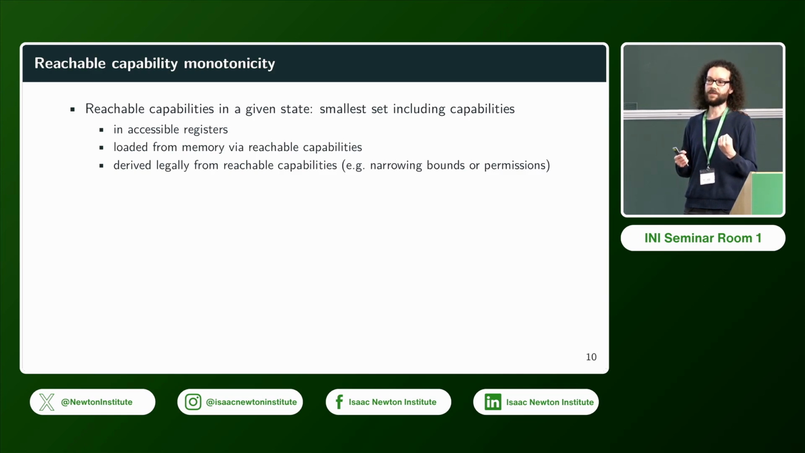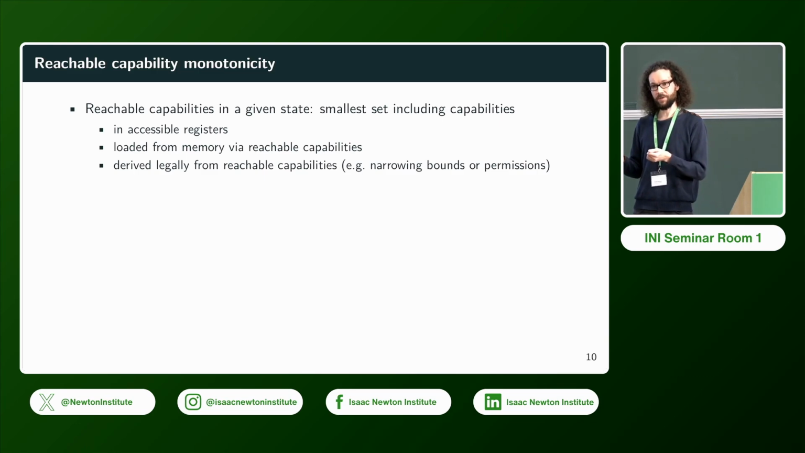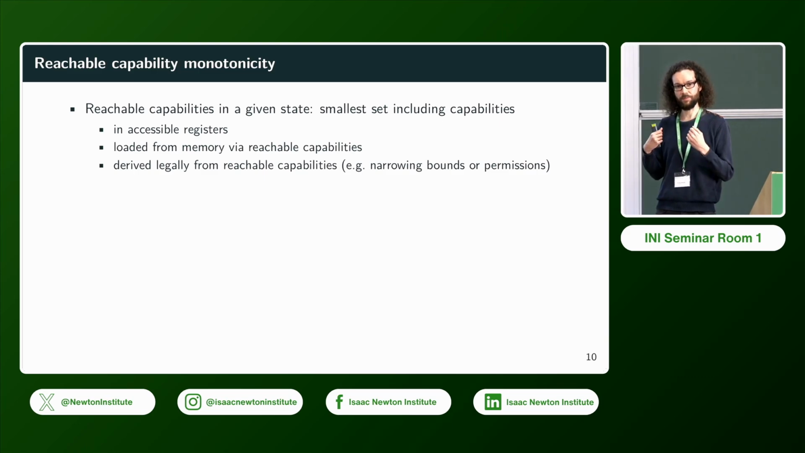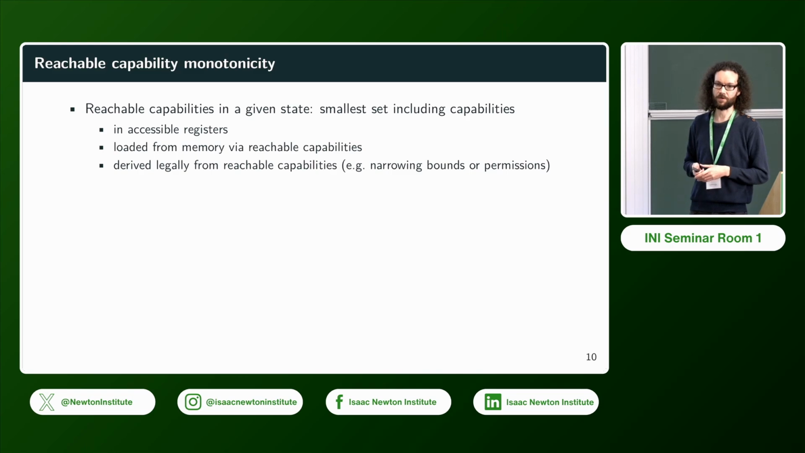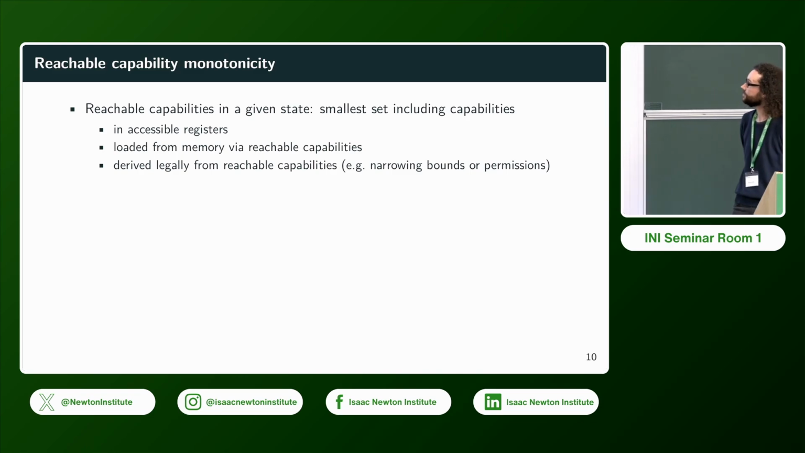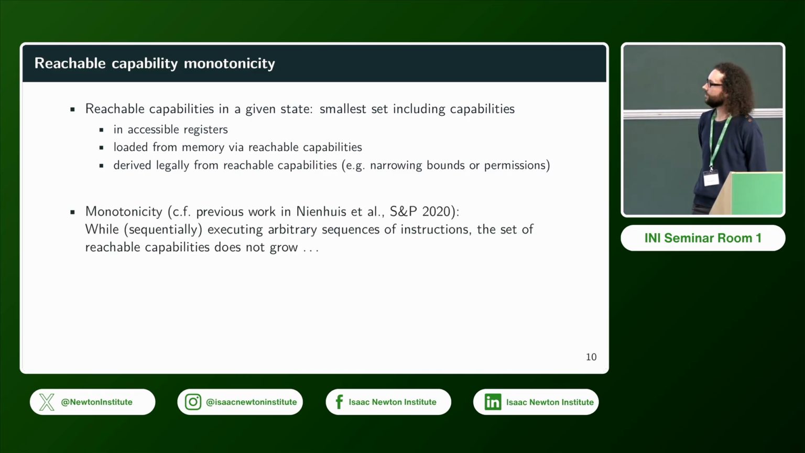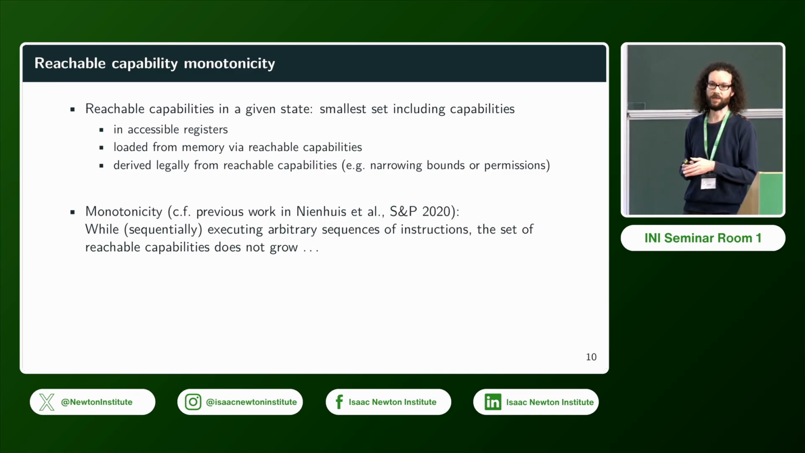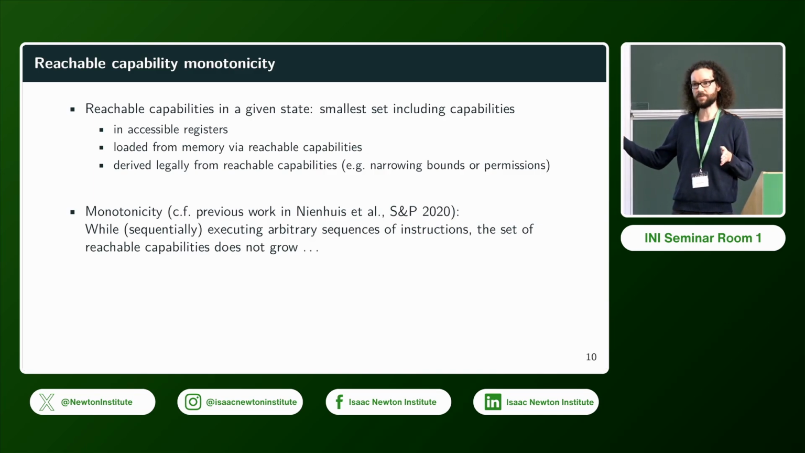So this is defined inductively by taking the capabilities that the software immediately has accessible in registers, and then capabilities that can be loaded from memory via an authorizing capability that is already reachable, and then capabilities that you can derive from that using monotonic operations. So you can take away privileges by shrinking the bounds or removing permissions, but you cannot grow the privileges of capabilities. And then what the theorem says is that this is actually an upper bound. So when you have a sequence of arbitrary instructions, then the set of reachable capabilities does not grow along the states, along the traces.